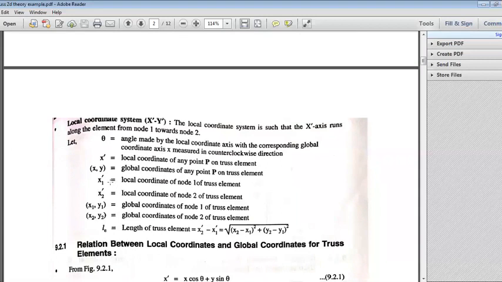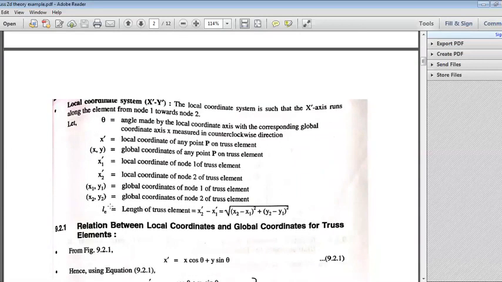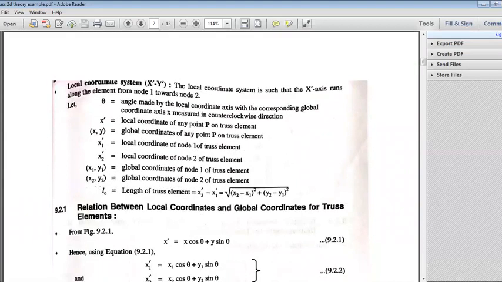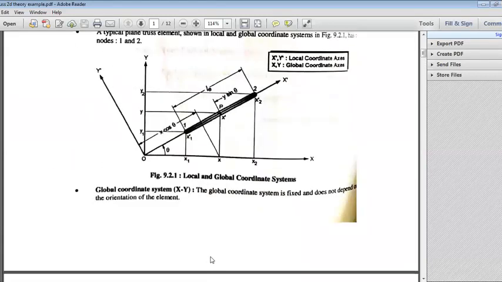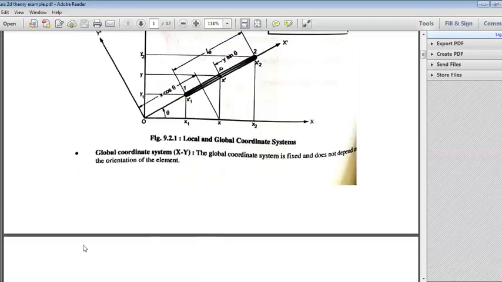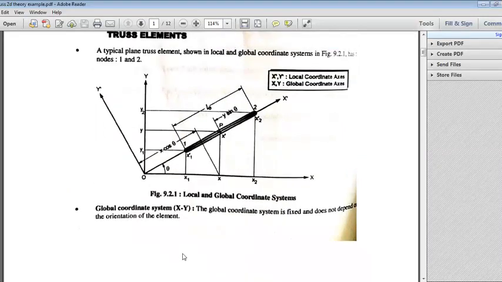x1 dash is the local coordinate of node 1 of the truss element, and x2 dash is the local coordinate of node 2 of the truss element. Here the new thing is how to find out the length of a truss element. So you have to consider these equations, right? As you know, the theta angle is given where you have two components, cos theta and sin theta. Two components you have to consider for any inclined body.